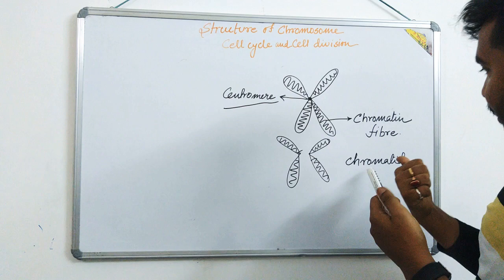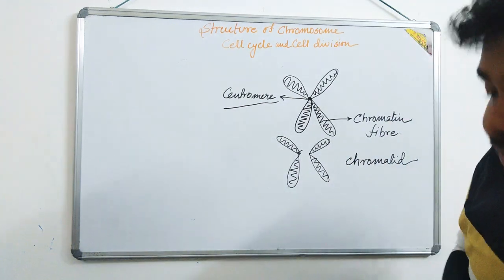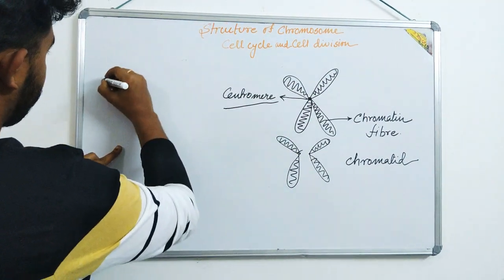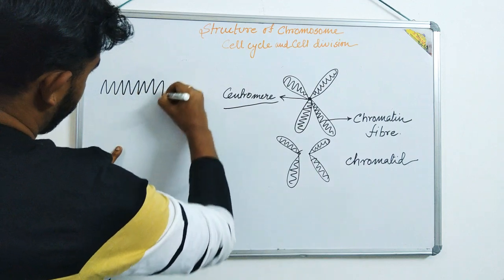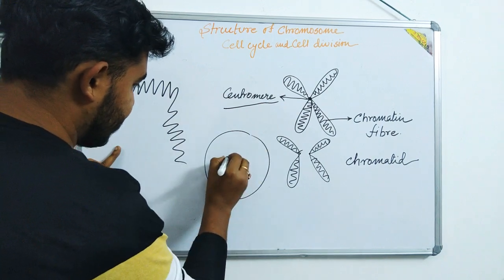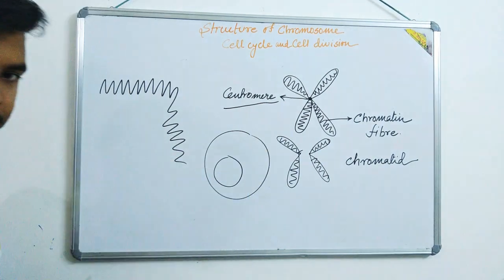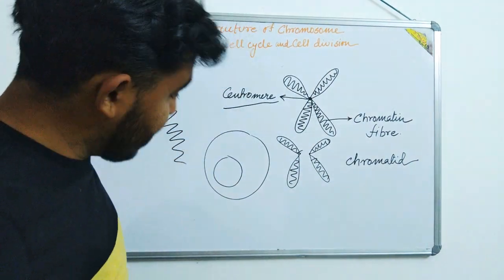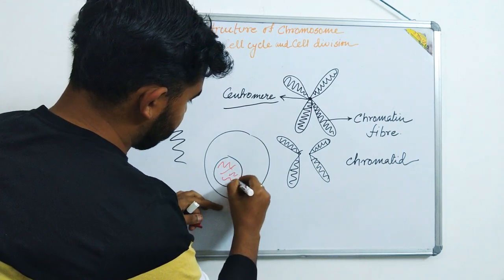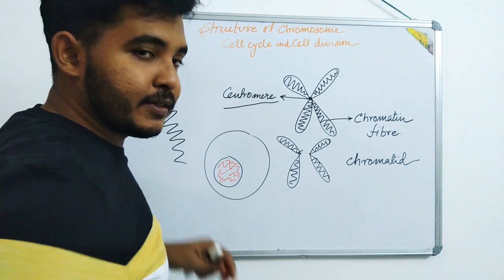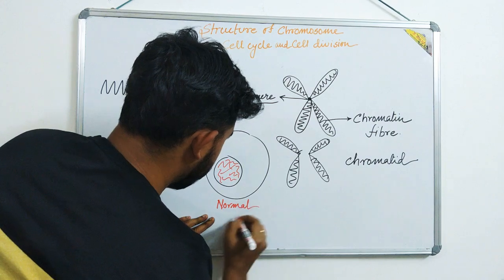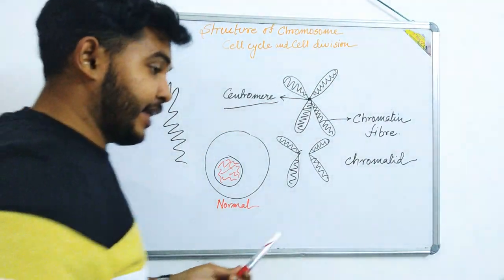Now, what is this chromatin fiber? I'm just drawing it here. It is just like a fibrous structure. Suppose this is your cell and this is your nucleus. This chromatin fiber just roams around inside the nucleus in normal condition. Let me write in normal condition.